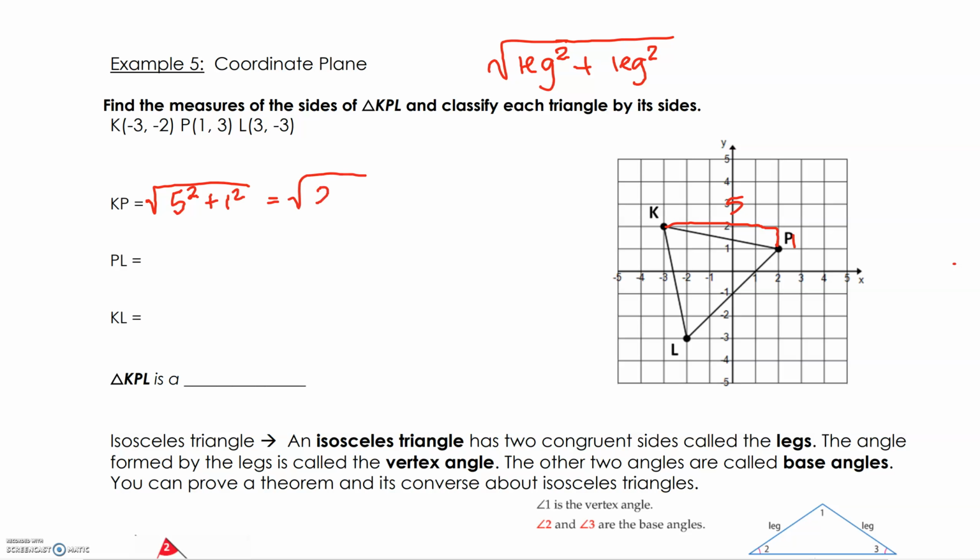25 and 1 is 26. And you can just leave it if it's not going to be a pretty easy number that you can easily take the square root of.